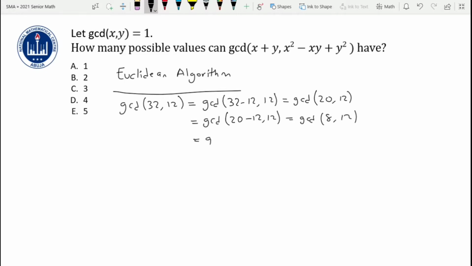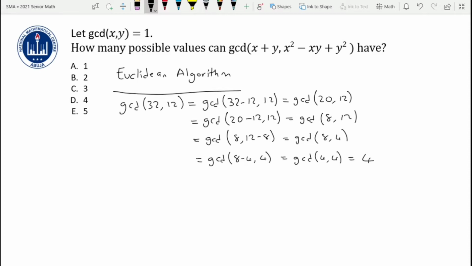And this time around, 12 is the larger number, so 8 stays as it is, and we'll have 12 minus 8, which is equal to GCD of 8 and 4. Since 8 is the larger number, GCD of 8 minus 4 and 4, which is equal to GCD of 4 and 4, which is equal to 4. So all you have to do in the Euclidean algorithm is just to keep on subtracting, replacing the larger number with the difference between the larger and the smaller number.